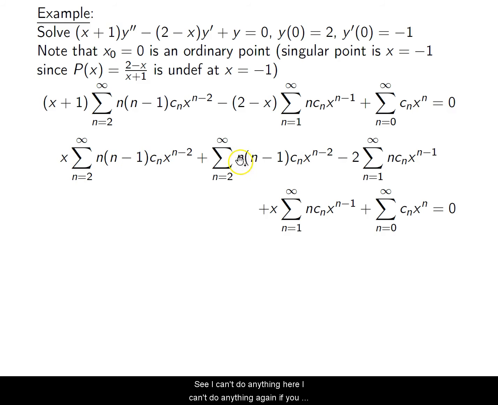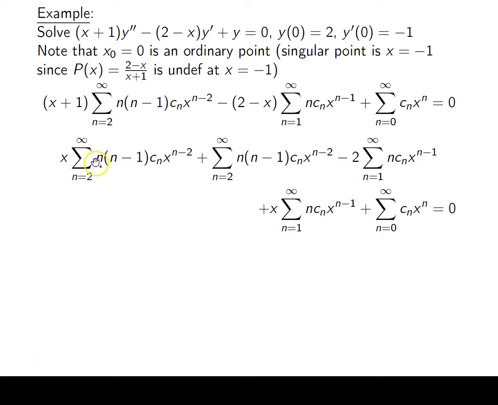Here I can't do anything. Here I can't do anything. Again, if you were to think about this being written out, this would be 2 times every single one of these things, right? It's a common factor of 2, negative 2, I should say here, right? Same thing here. This is a common factor of x here. All of these terms, if I were to write them out, would have an extra power of x. So what's going to happen is this x, since it's a common term, is going to bump this up by 1. So this will be n c_n x to the n.